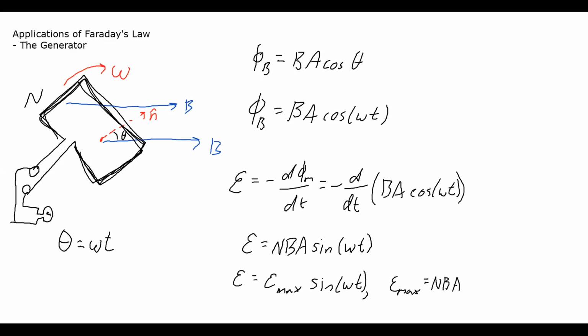So what this generator is going to do is give us a voltage. It looks something like this, right? Where the maximum value here, and I guess the minimum value, is the NBA omega, or Emax. This is where we get our AC power, which we're going to talk about in the next chapter.